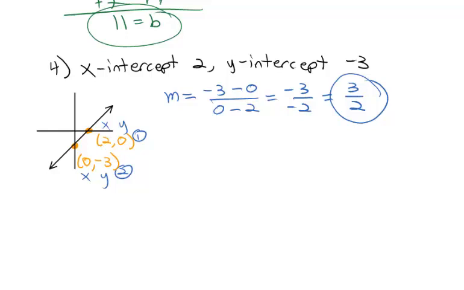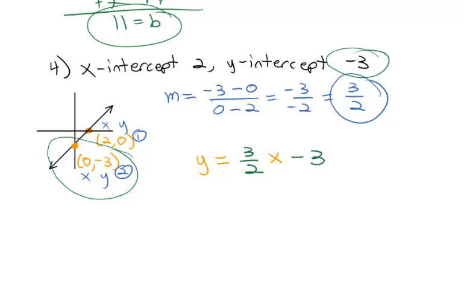Now we just need the y-intercept. We have the y-intercept given to us, which is nice. The y-intercept is negative 3. So we can hop right to our equation. y equals m, our slope, which we found to be 3 halves, times x plus b, which we got negative 3.